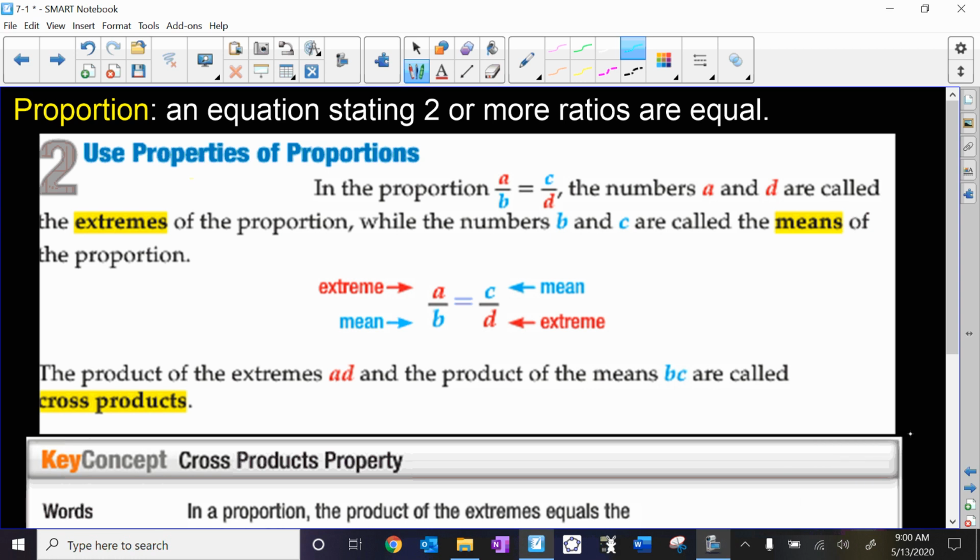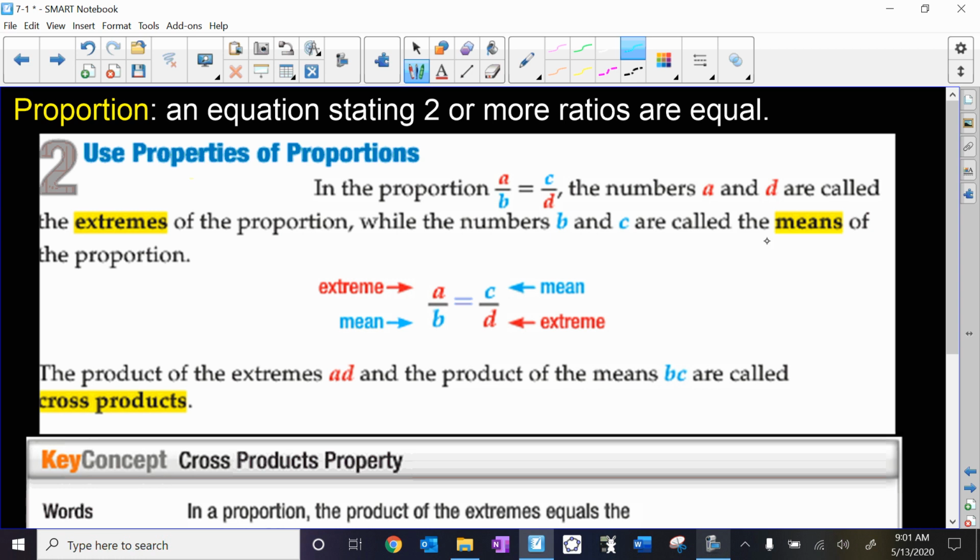Next, we're going to jump into what is a proportion. We know what a ratio and an extended ratio is, but we're mostly going to deal with proportions. So a proportion is an equation that states two or more ratios are equal to each other. They have a whole bunch of different vocab words in here, extremes and means.